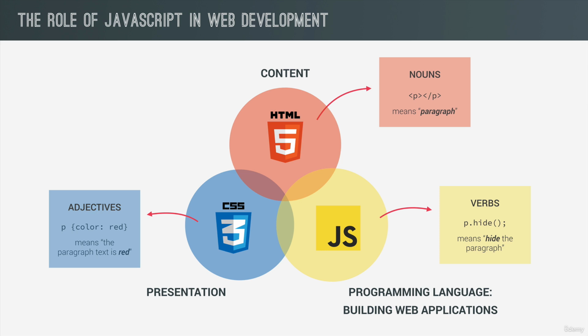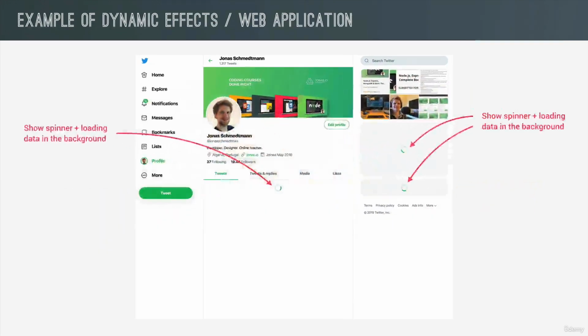Now, since we've been talking a lot about dynamic effects and web applications here, let's now actually take a look at a real example to make it even more clear what JavaScript is capable of. And so this is the Twitter web application on twitter.com. And there is a lot happening as we open a profile page like this one. And so I thought that this was a very cool example.